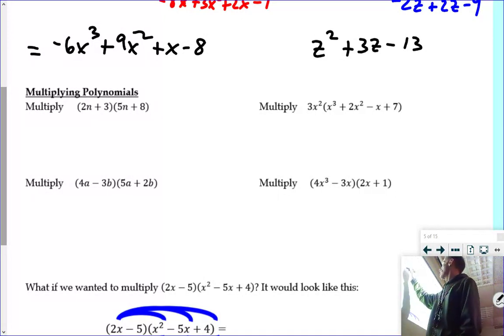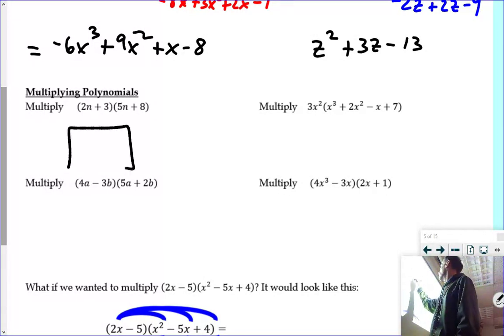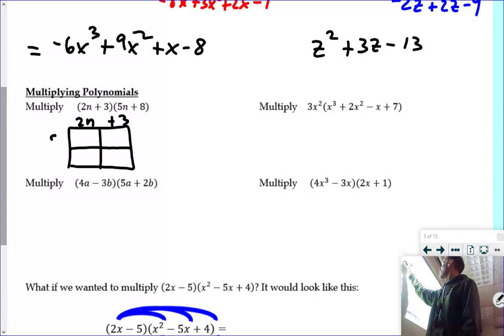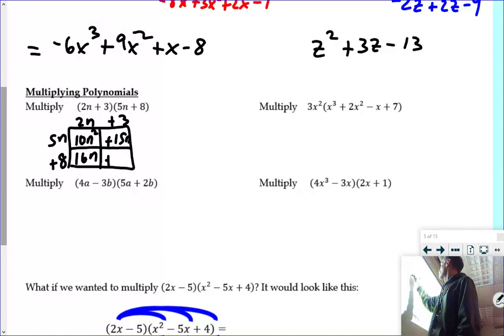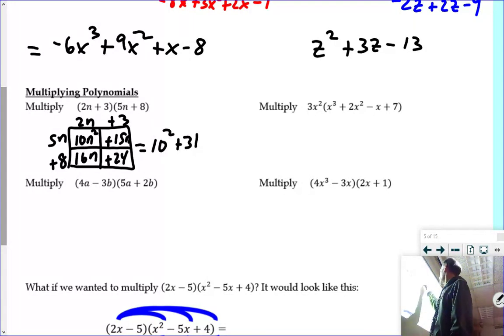I think a lot of people these days probably use the box method, so that's how I'm going to set up the first one. The rest of them, I'm just going to write out the answer. I'll let you do those on your own, and then we can check the answers. So again, if you use the box method, multiply in the boxes. That's 10n squared, that's 15n, and then that's 16n, and then that's plus 24. And then just combine your like terms, just like always. So final answer, 10n squared plus 31n plus 24.